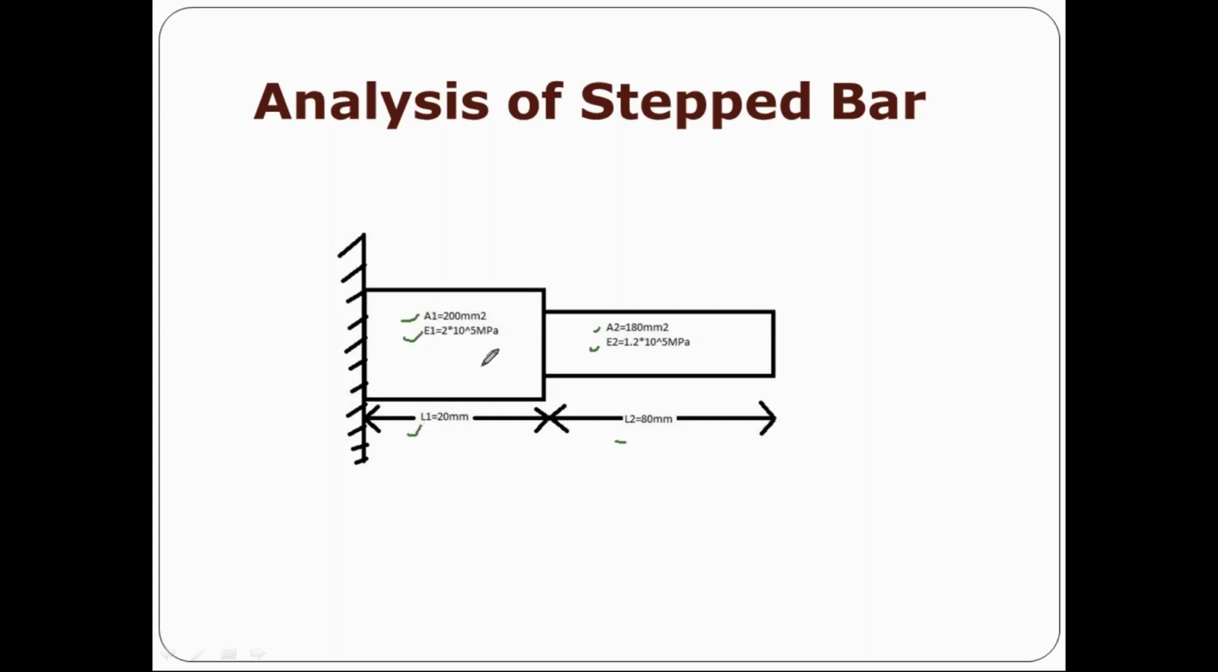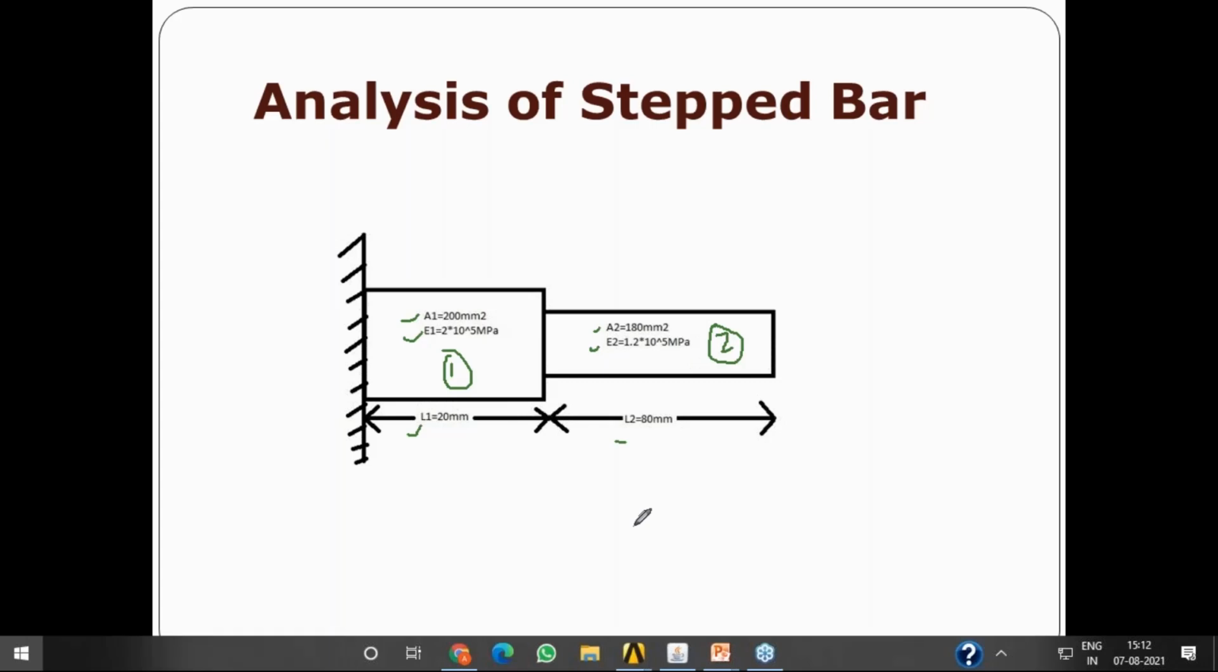But till now I have not assigned the first area 200 to the first step and area 180 to the second step. That I have not selected yet. So you have to select area 1 and E1 for the first step, and area 2 and E2 for the second step. So how to do these things?